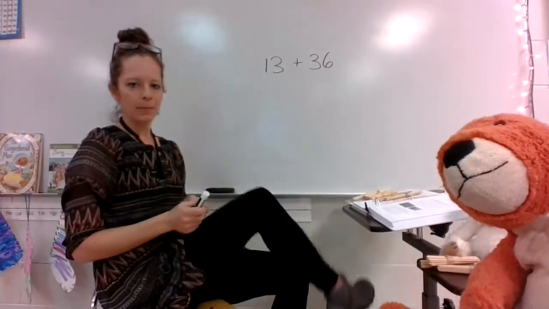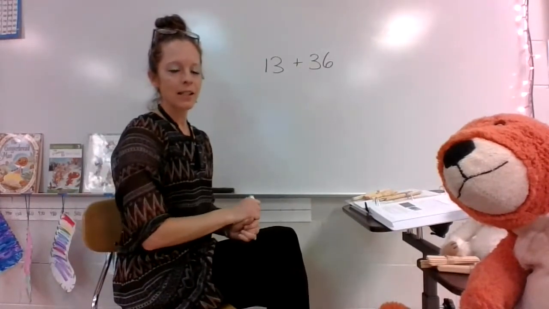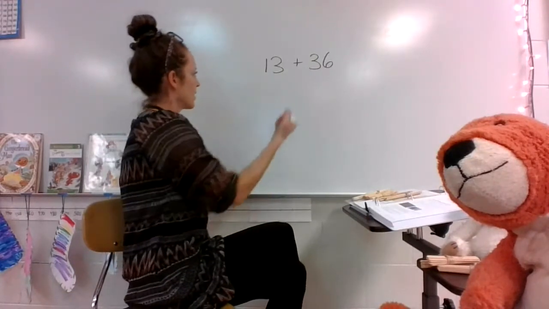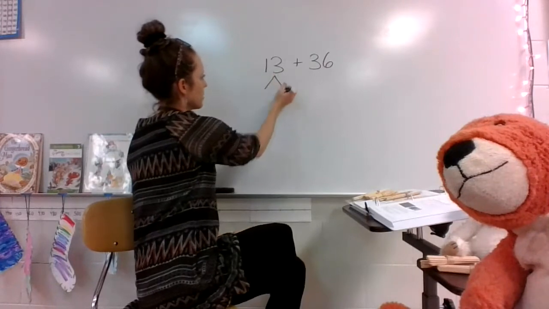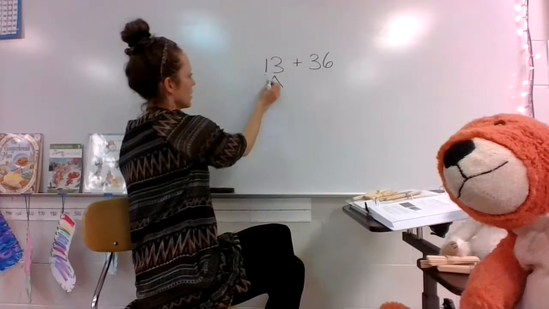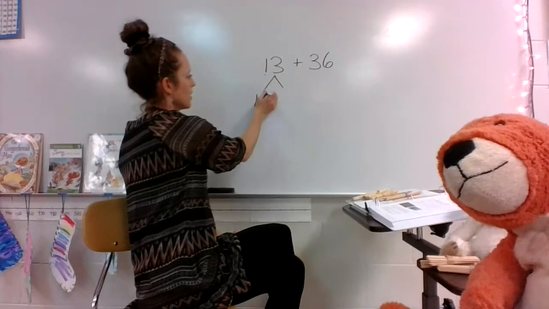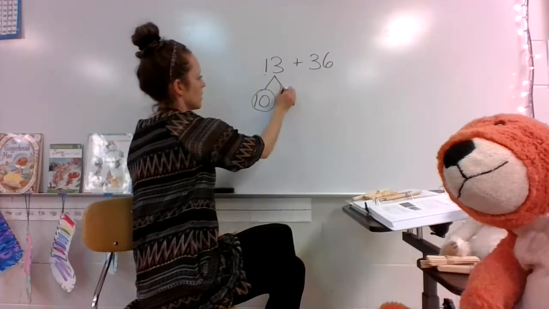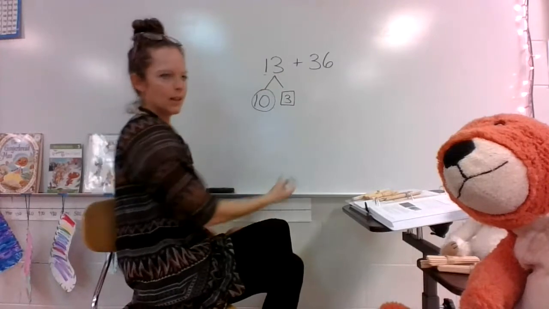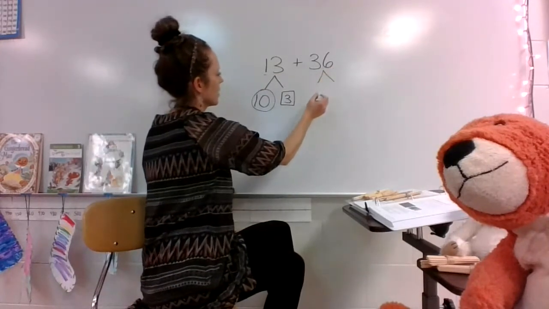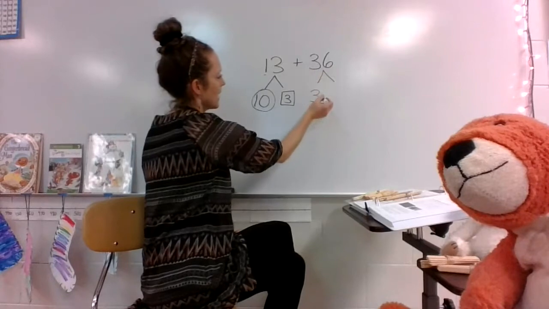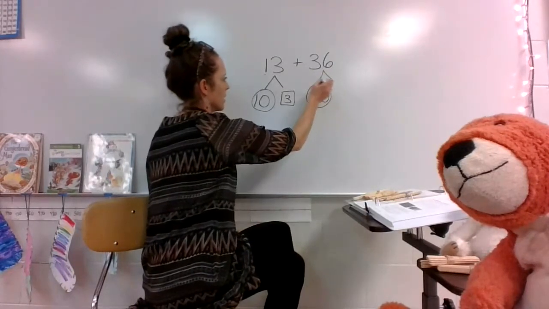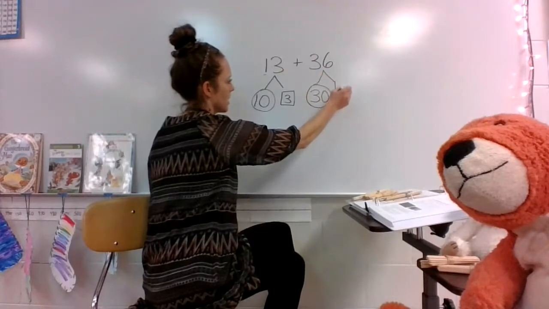All right, show me on your paper at home in class the splitting strategy for this one, 13 plus 36. We're going to split the 13 up into the 10s and the 1s. There is one group of 10, and there are 3 1s for that number. And split 36. There are 3 10s. 3 10s is 30, and 6 1s.